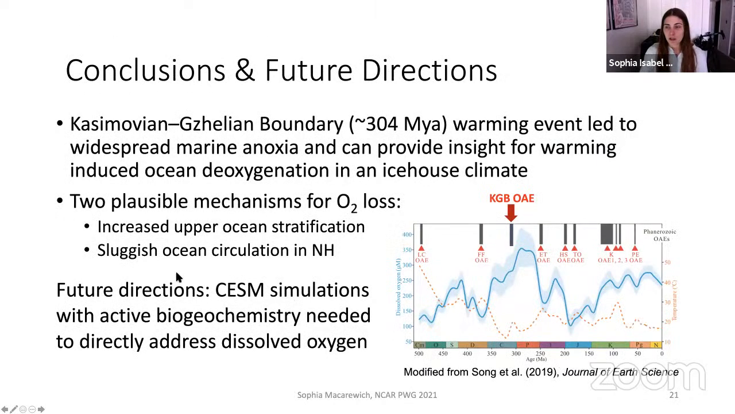So just for some conclusions, the Kasimovian-Gzhelian boundary at about 304 million years ago was a warming event that we think led to widespread marine anoxia and can provide useful insight for warming-induced ocean deoxygenation in an icehouse climate, compared to other OAEs that occurred in a background greenhouse climate state. Two plausible mechanisms for ocean deoxygenation are increased upper ocean stratification and also a slowing of meridional overturning circulation in the northern hemisphere.